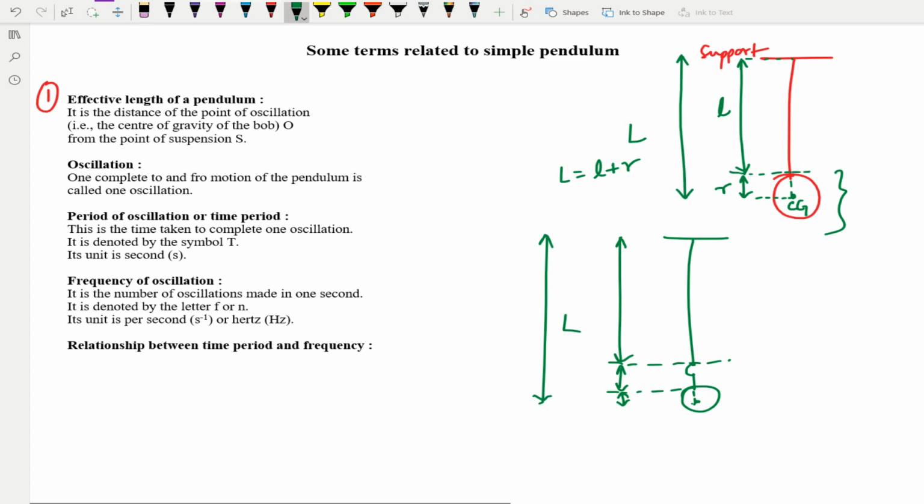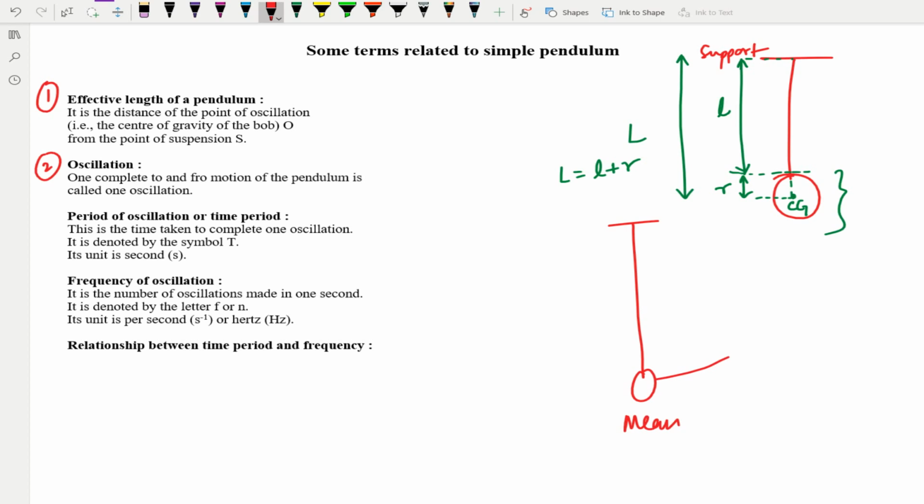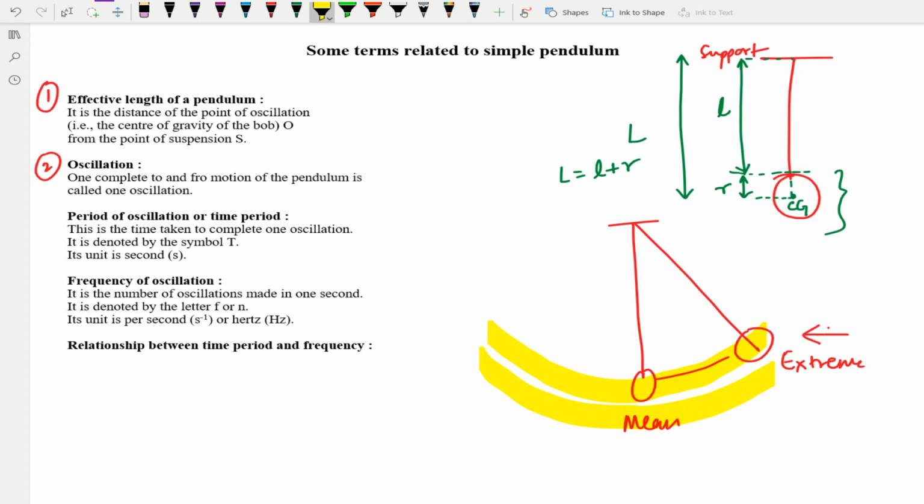Now the next term which comes is oscillation. Now oscillation, as I said, let me erase these first. As I said, when the bob is at the mean position, you apply some force, take it to the extreme position. Now suppose the bob is over here at the extreme position and you release the bob. What will happen? This bob will move from this end till here and then again come back to the original position.